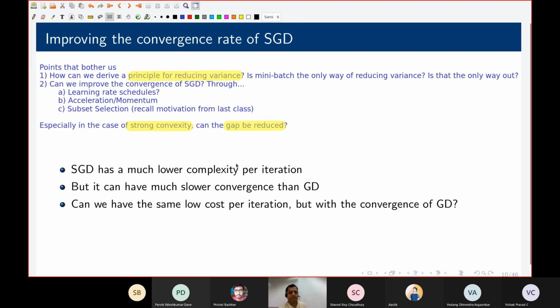Right. So we have the same low cost per iteration, but with the convergence of gradient descent and so on. So we are getting a little ambitious here. I'm going to start with the first basic principle for reducing variance. What happens when I consider a mini batch? A mini batch in the asymptotic extreme case could be the entire set itself, right? The entire set means that the randomness has reduced, I mean, there's no random choice. Mini batch has kind of reduced the randomness.